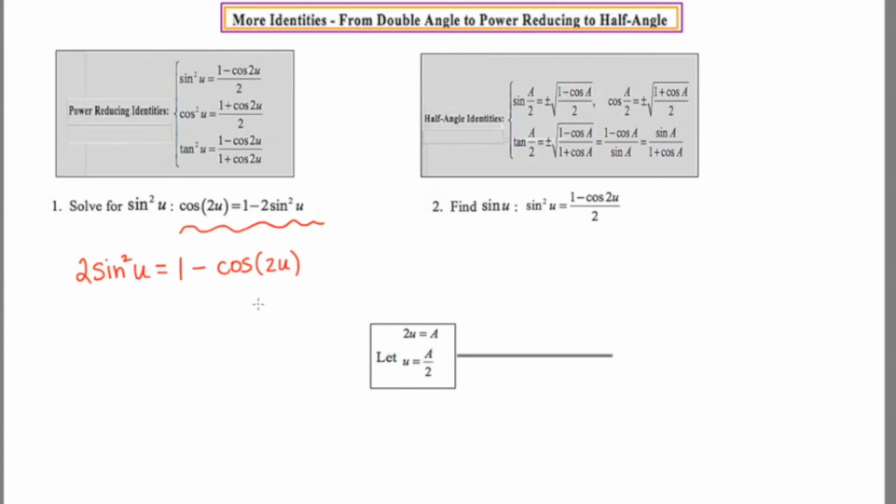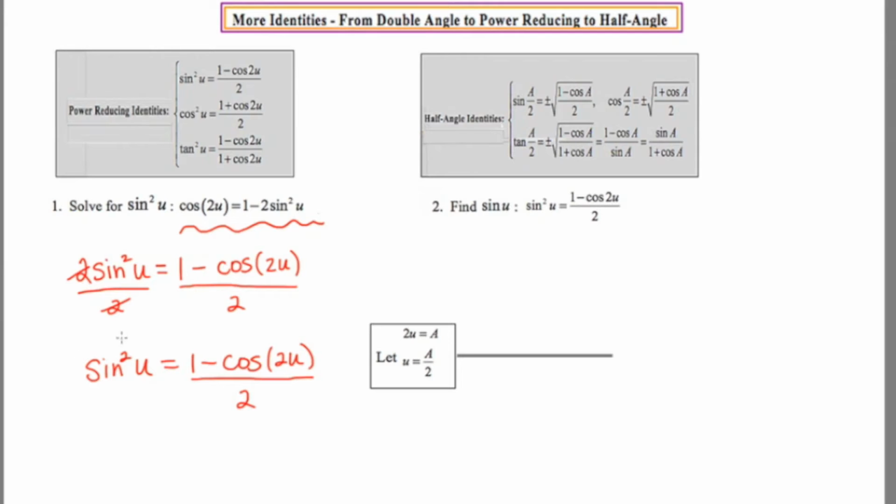The next thing that I'm going to need to do to get sine squared u by itself would be to get rid of the 2. So I'm going to divide both sides by 2. Cleaning this up, it says that sine squared u is equal to 1 minus cosine 2u all over 2.